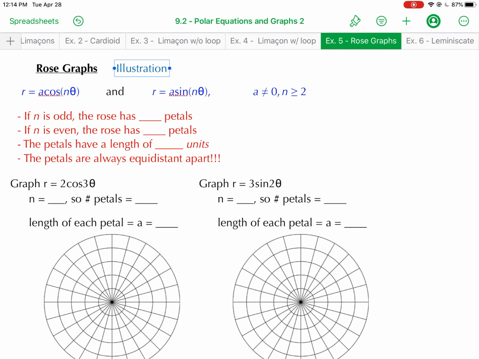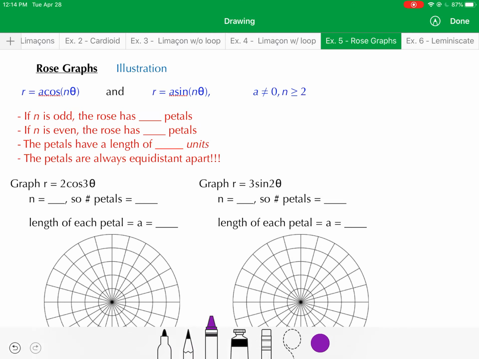Notice, again, we're using the letter n rather than b in our notes. So we just observed that if that number is an odd number, then that's how many petals the graph is going to have. It's going to have n petals. But if that's an even number, we have to double that to tell us how many petals we're going to have. So that would be 2n. And we saw that the petals are all going to have a length of a units. So whatever the value is multiplying sine or cosine, that tells you your length.